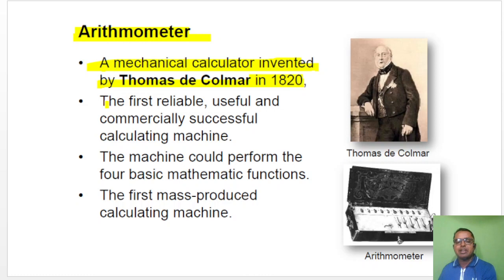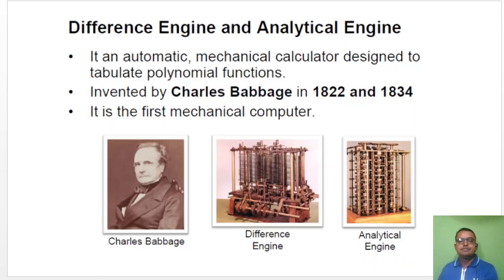The first reliable, reliable means guaranteed, accurate, useful and commercially successful. It is a very useful and commercially successful calculating machine. The machine could perform the four basic mathematical functions: addition, subtraction, multiplication, division. The first mass produced calculating machine is the arithmometer. Next, differential engine.